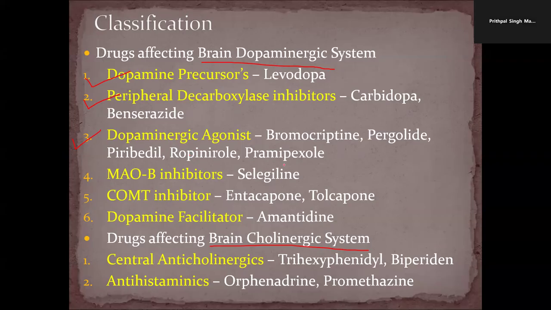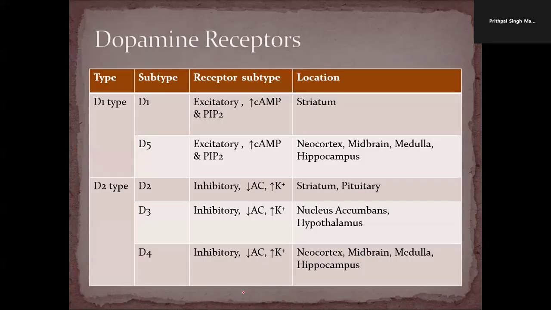We have two of them in bromocriptine, pergolide, and others. Then we have the MAO inhibitors, such as selegiline. We have the COMT inhibitors, which prevent breakdown of dopamine, and you have dopamine facilitators, such as amantadine. Then you have the anticholinergic drugs, such as trihexyphenidyl, and then you have the various antihistamines such as orphenadrine. Now our main focus is on the dopaminergic receptors.